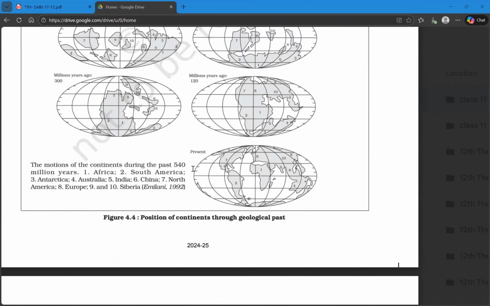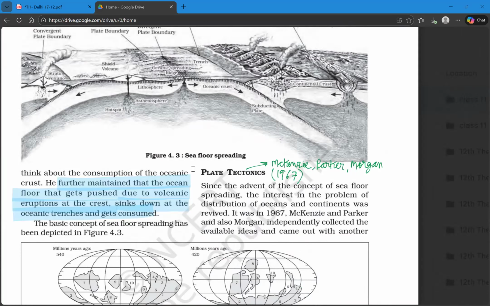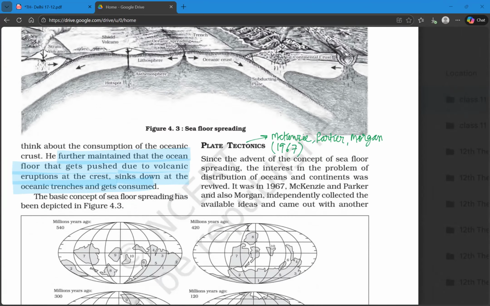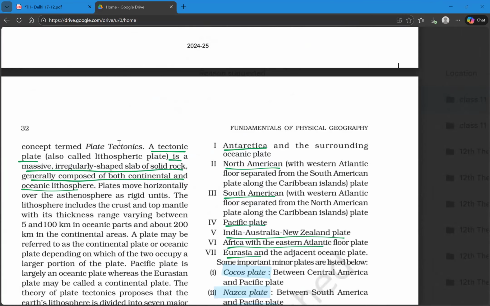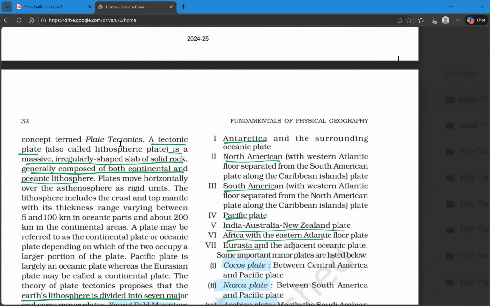The next theory is plate tectonics. Plate tectonics is given by McKenzie, Parker, and also Morgan in 1961, who independently collected the available ideas and came out with another concept called plate tectonics. First of all, we have to learn the meaning of tectonic plate. What is a tectonic plate?